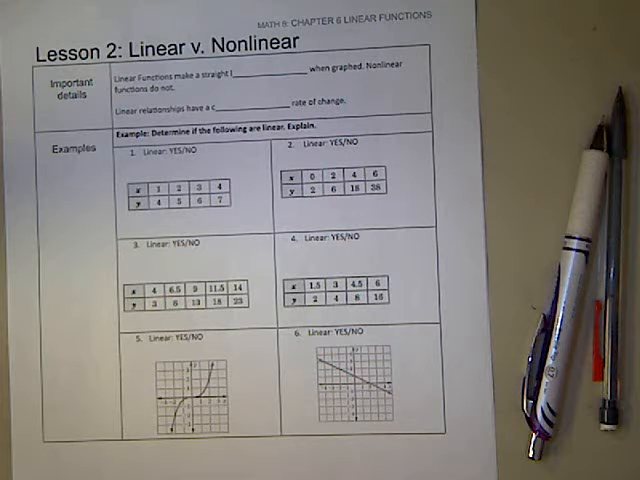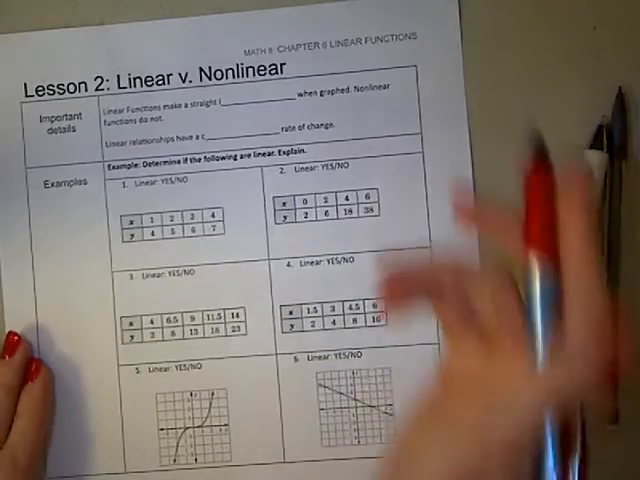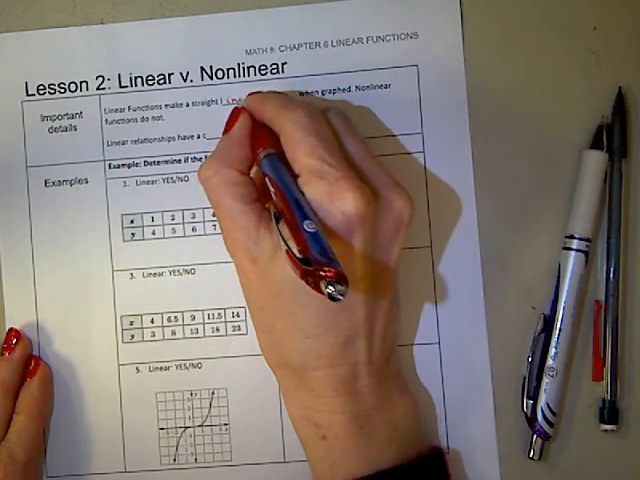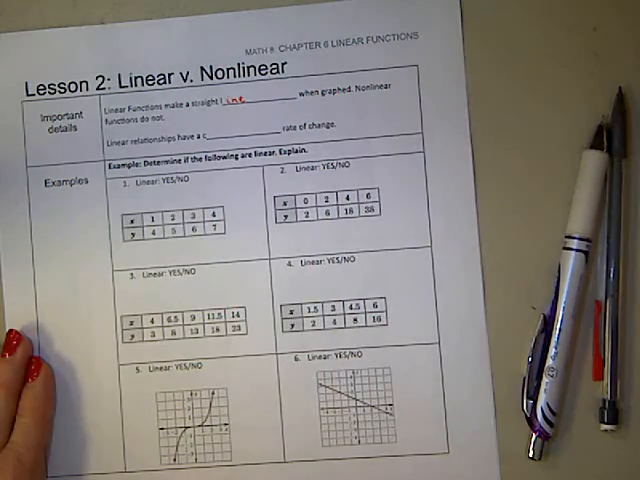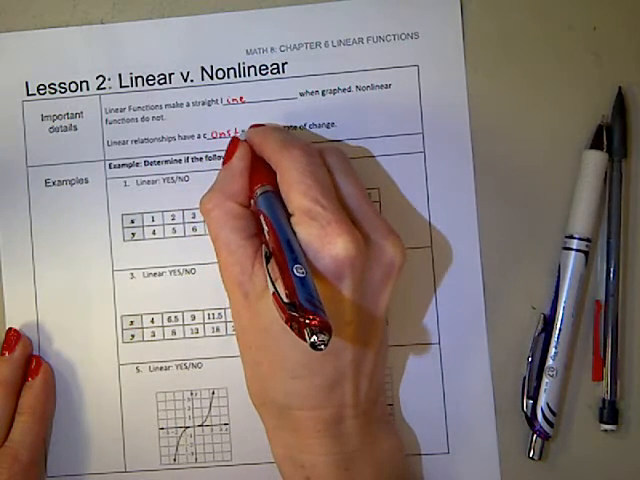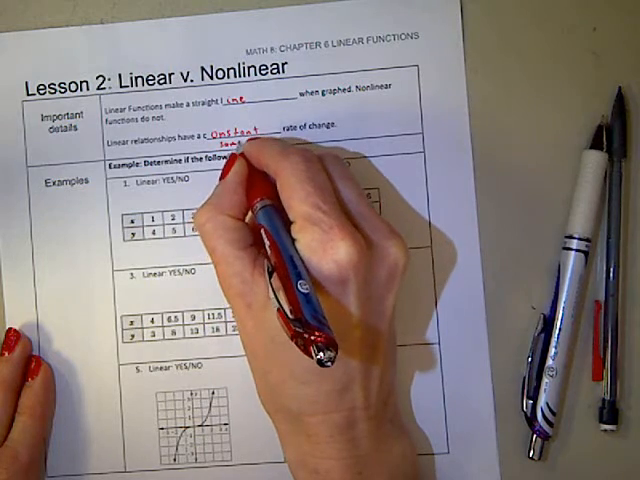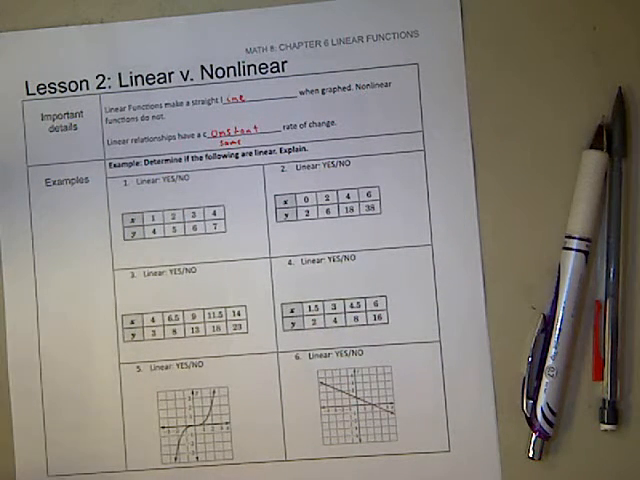Good morning. Get out your notes, turn to Lesson 2, Linear versus Nonlinear. Linear functions make a straight line when graphed. Nonlinear functions do not. Linear relationships have a constant rate of change, or same rate of change, or same slope, you can say as well. So let's try some examples.